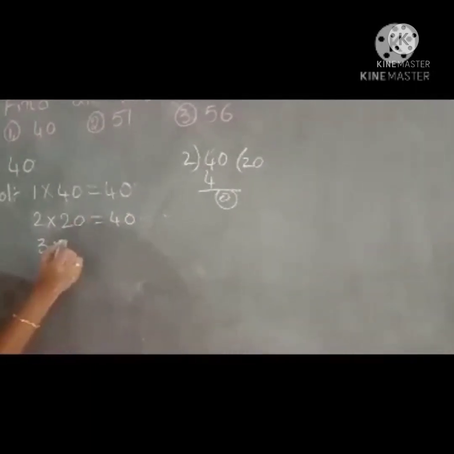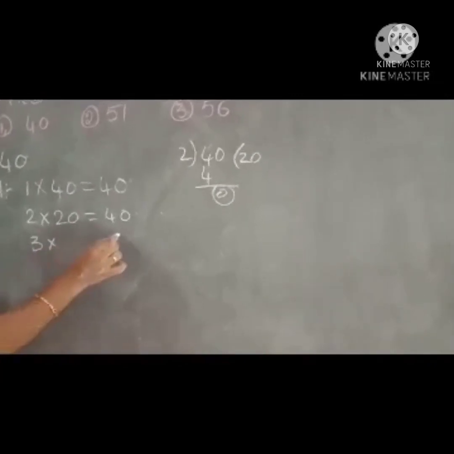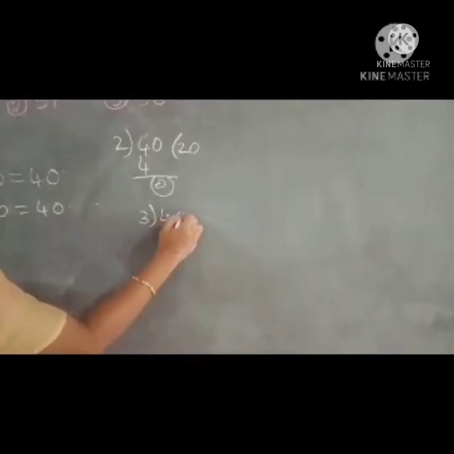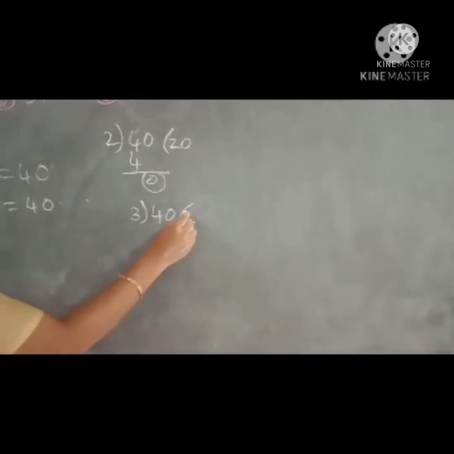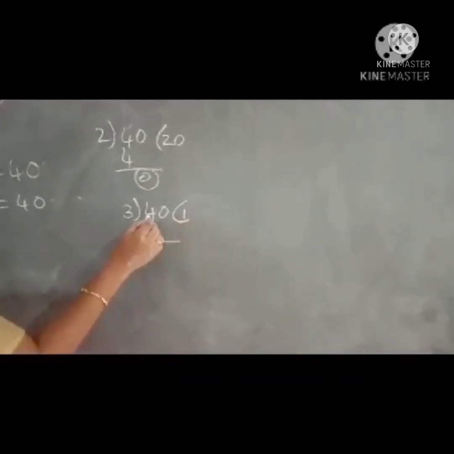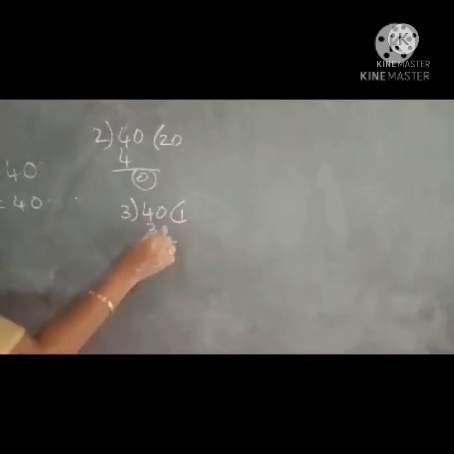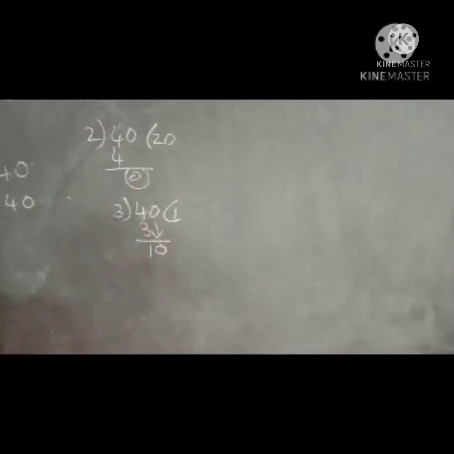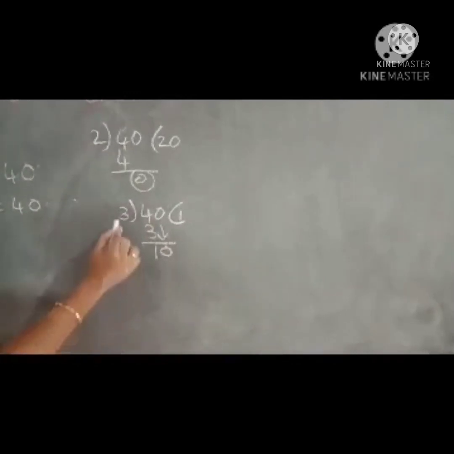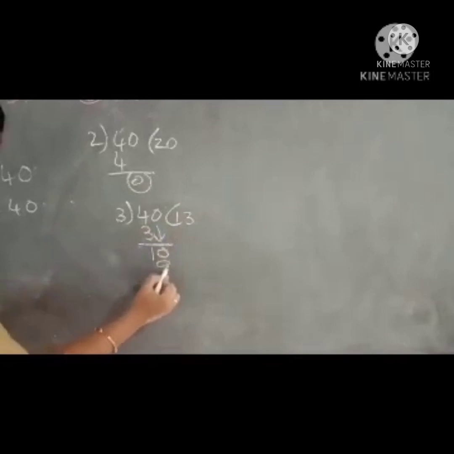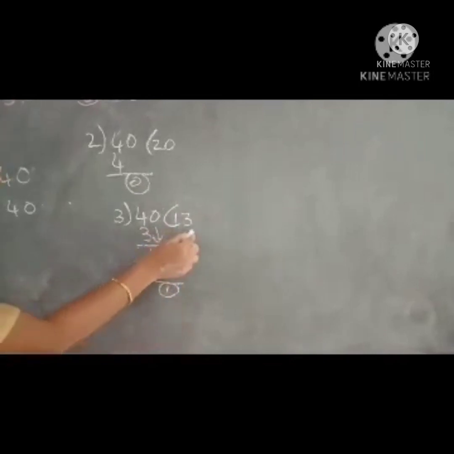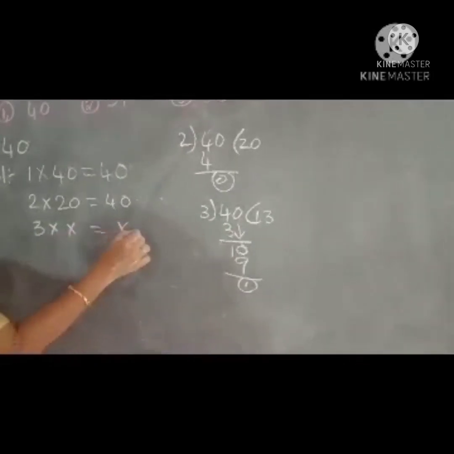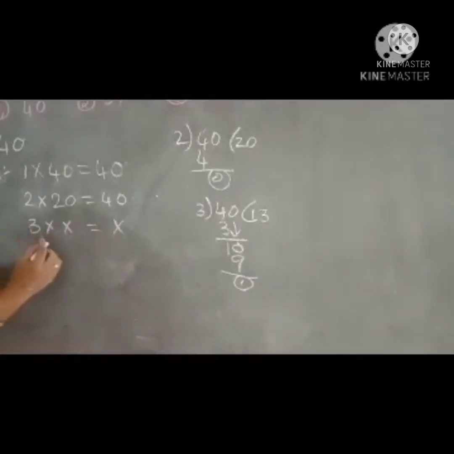Next, in the 3 table. In the 3 table, is 40 there or not? Again we have to check the division. By using division we have to check. 3 ones are 3. 4 minus 3 is equal to 1. Again we have to take the number down. Is 10 divisible or not? No. 3 3s are 9. Remainder 1. So, is this number divisible? No. This number is not divisible.